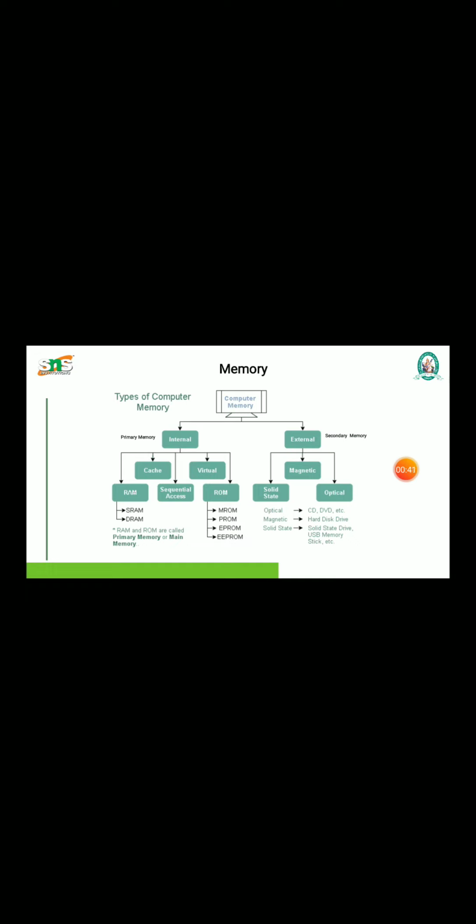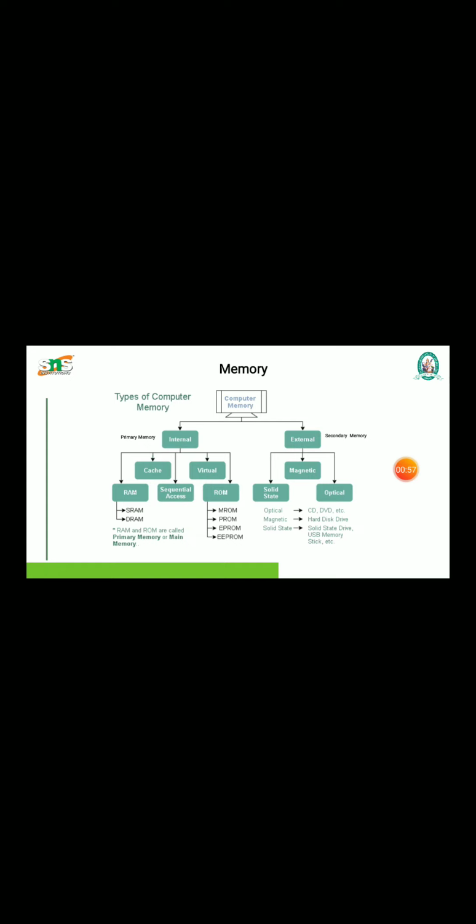The next thing is classification of memory. The memory can be classified into two different types. One is called internal memory and the other is called external memory. The internal memory is also called primary memory, and external memory is also called secondary memory.